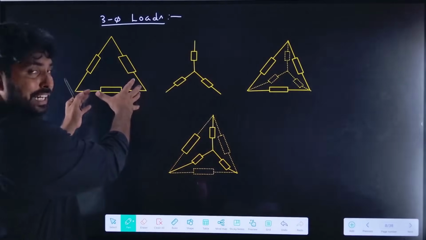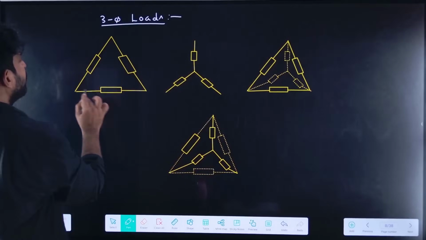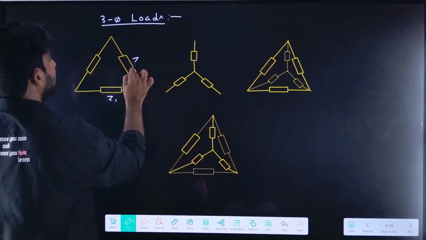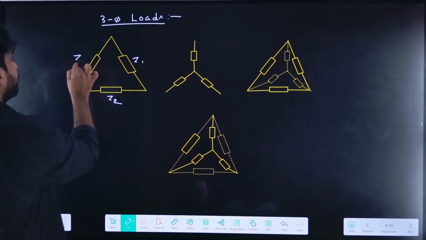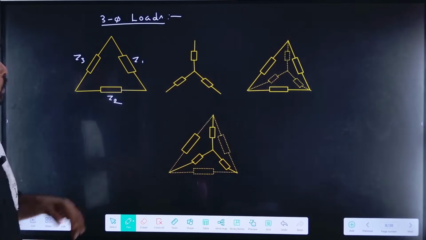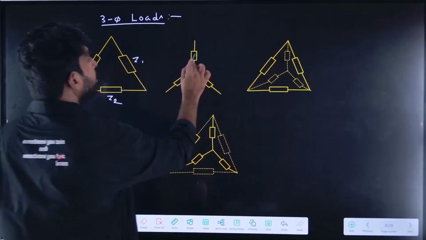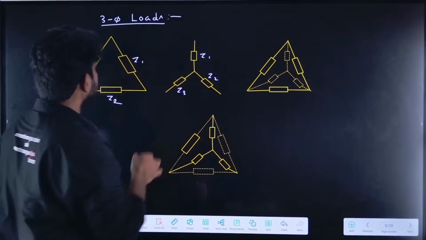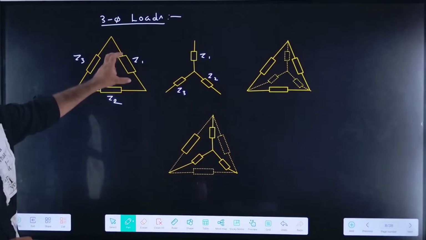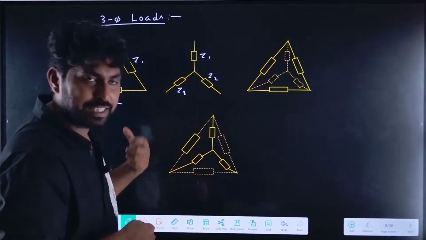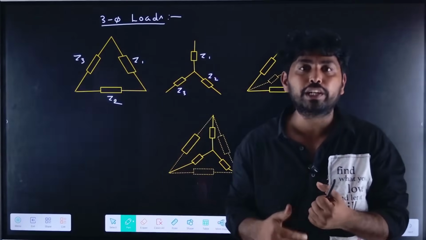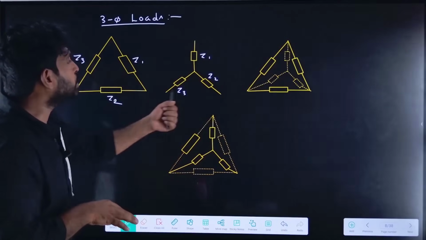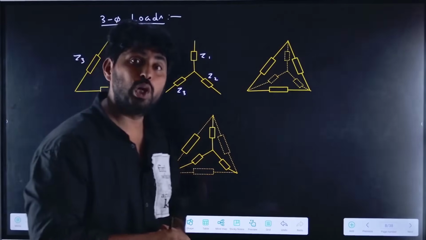So it is the delta connected connection. Let me call these Z1, Z2 and Z3. Assume that it will be Z1, Z2 and Z3. If the impedance in each phase is different, the current flowing in each phase also differs. So these two loads are called unbalanced loads.